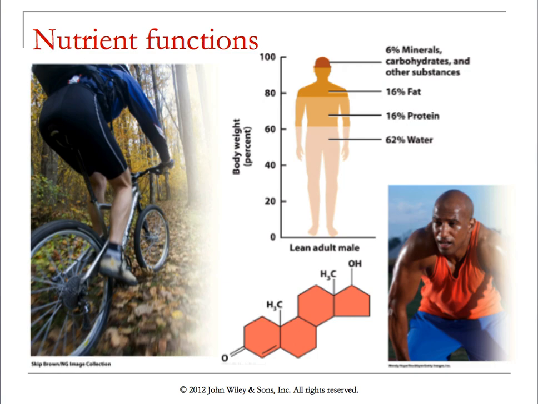All right, this is just kind of leading us in more about nutrient functions, but you'll notice the body composition of a lean adult male in that picture at the center. A female body composition is going to look a little different. You should be able to find that in your text. But the average lean adult male is made up of 6% minerals, carbohydrates, and other substances, 16% fat, 16% protein, and 62% water.